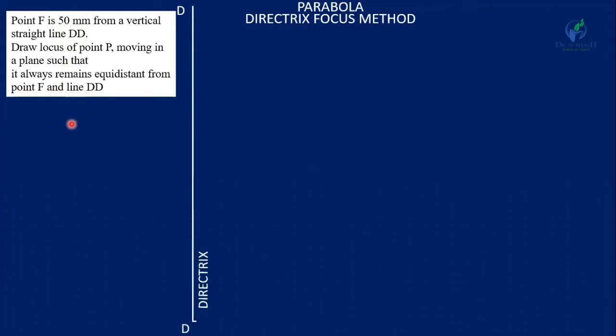So first of all, draw a directrix DD and get one point R, and from that R, draw an axis which is perpendicular to the directrix. Now from R, mark point F at a distance of 50 mm. So RF is 50 mm, and at the midpoint of this RF mark a vertex V, because the eccentricity in a parabola is equal to 1. So VF is equal to VR, so V is at the midpoint of RF.